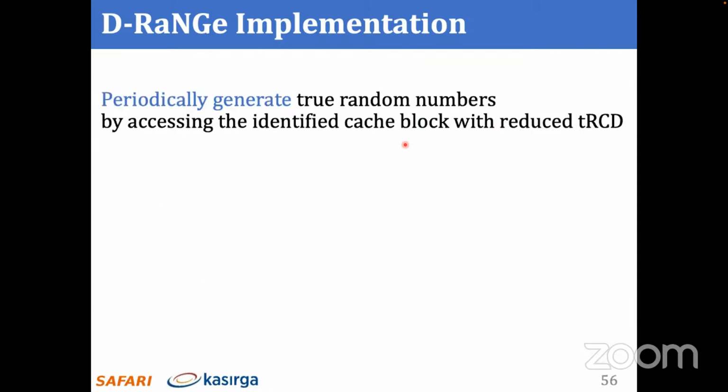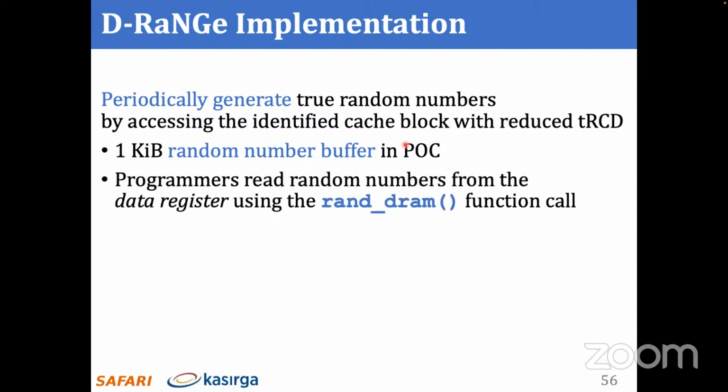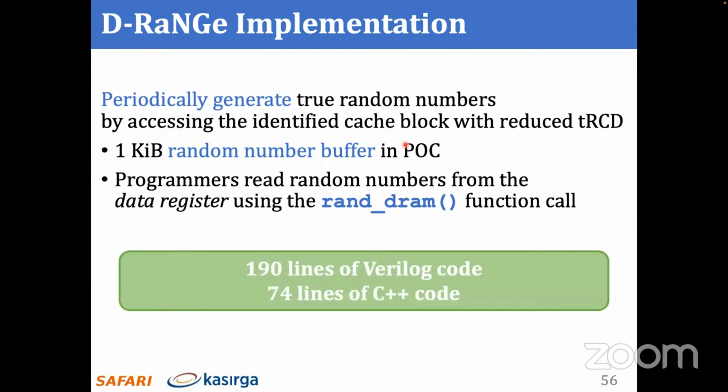So we repeatedly access them with reduced TRCD, we generate bit streams. And we implement a random number generator controller essentially inside PiDRAM's PIM operations controller that periodically performs these operations and puts the generated random numbers in a buffer. And that buffer is 1 kilobyte large in our implementation, and programmers can read these random numbers using the rand-DRAM function call implemented in the PIM operations library. And this took 190 lines of Verilog code and 74 lines of C++ code to implement on top of PiDRAM.